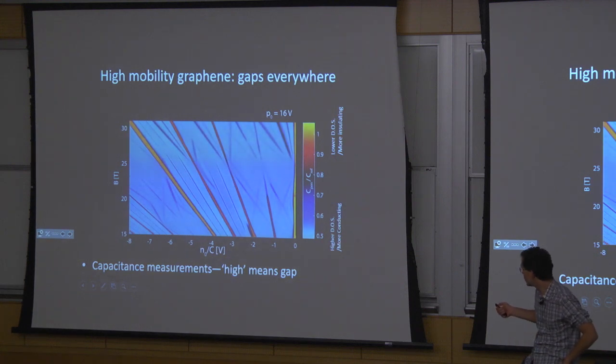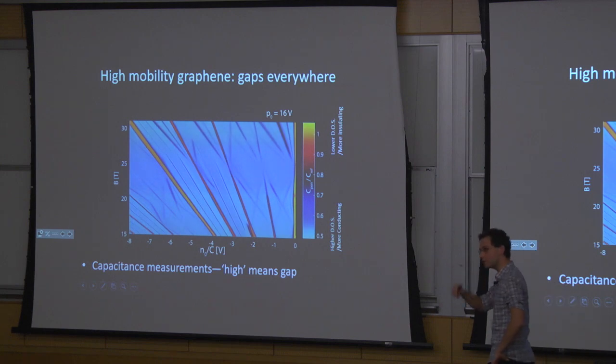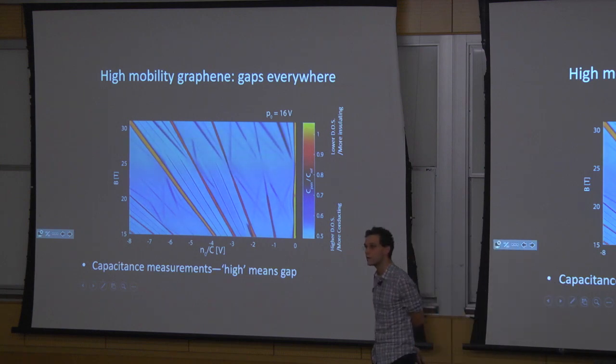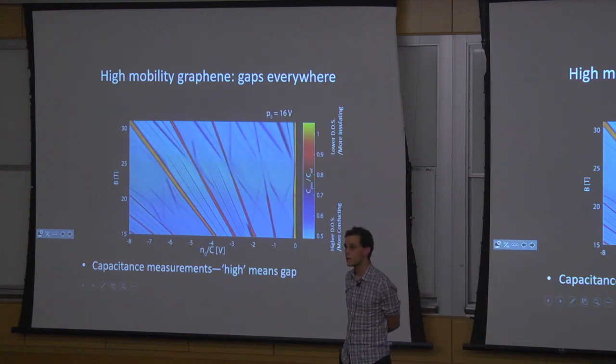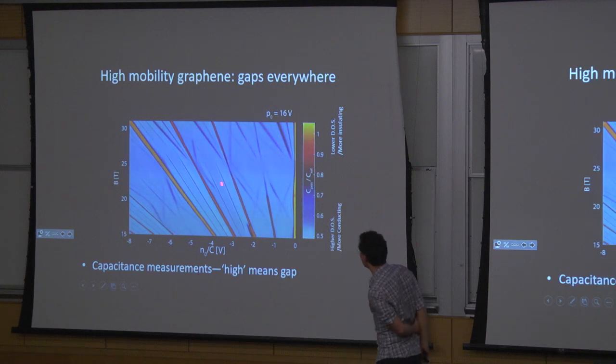So actually, all the data that I showed after this slide, the ones on this color scheme, are compressibility. Yeah, but effectively, it's not so different from sigma XX. But do you actually measure the Hall conductivity or Hall resistivity? How good are these plateaus?